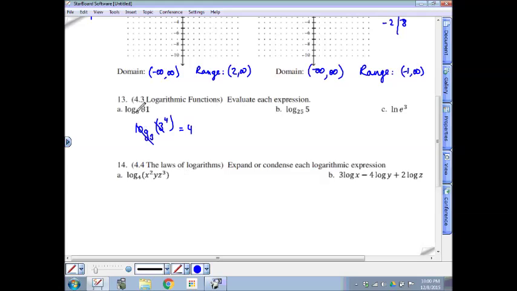The other way to do this is simply to use a calculator, but most calculators can't do any logarithm with a base other than 10. So you'd have to plug this in using the change of base formula. The log base 3 of 81 on a calculator could be plugged in as log of 81 divided by log of 3. If you type that in correctly, it should also tell you the answer is 4.